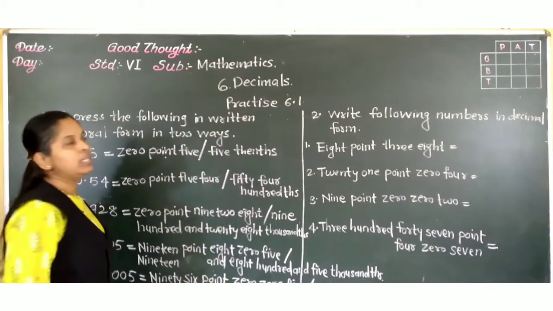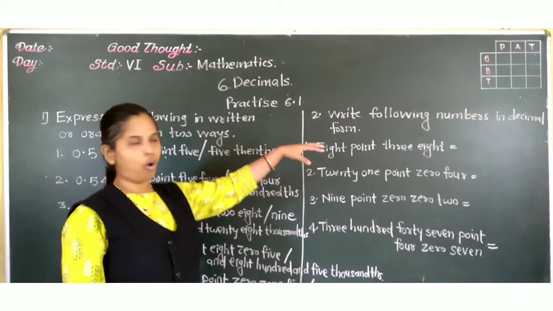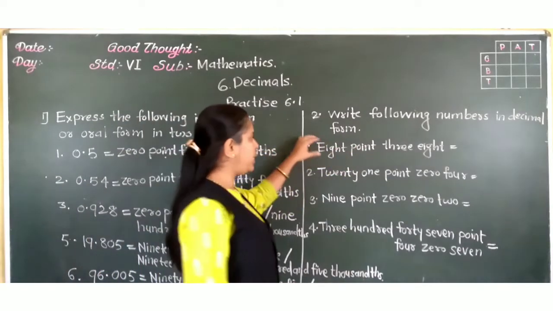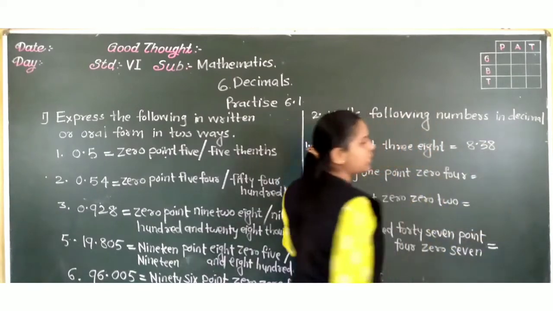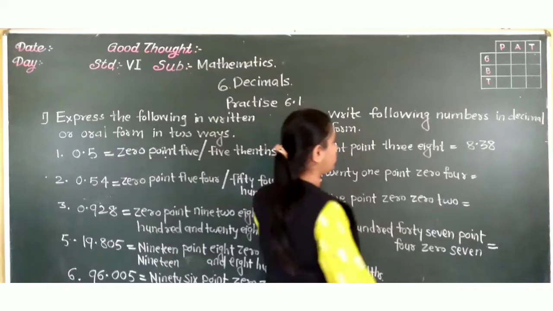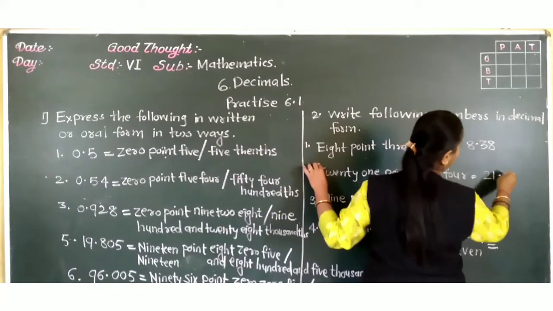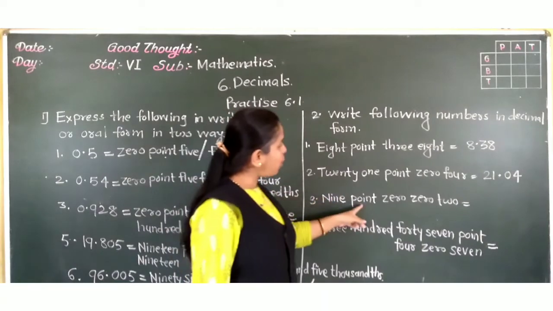Okay. Now question number 2. Write following numbers in decimal form. 8.38. 8.38. In this way. Next, 21.04. 21.04. Next, 9.009.